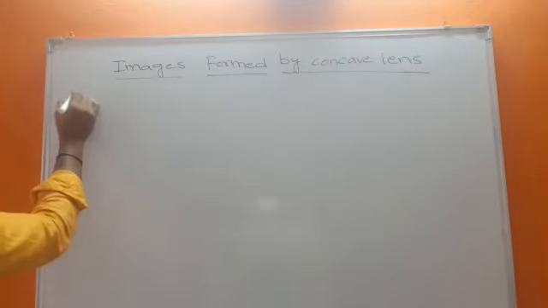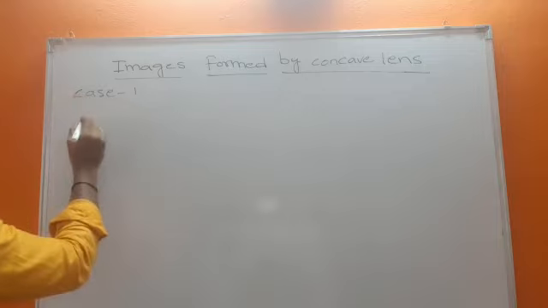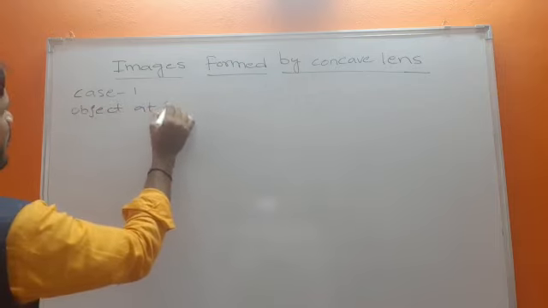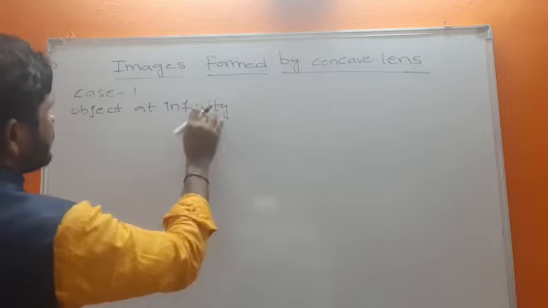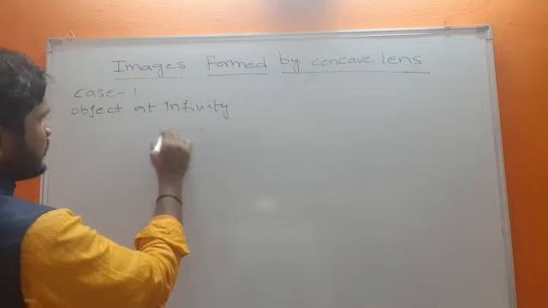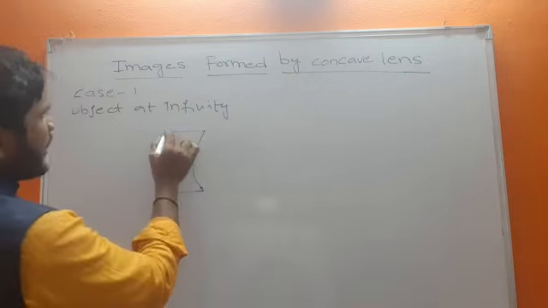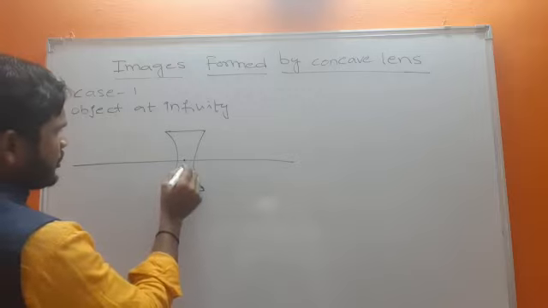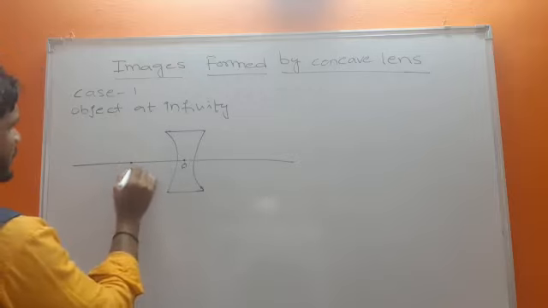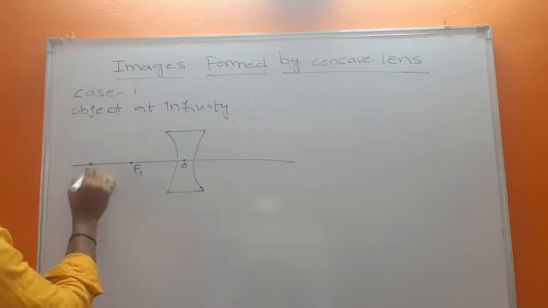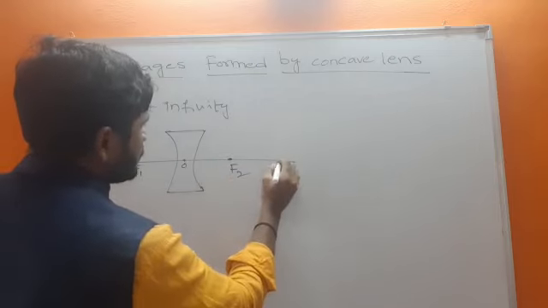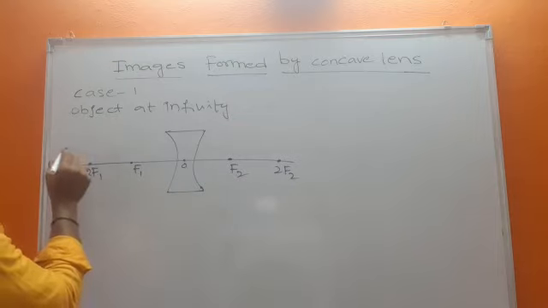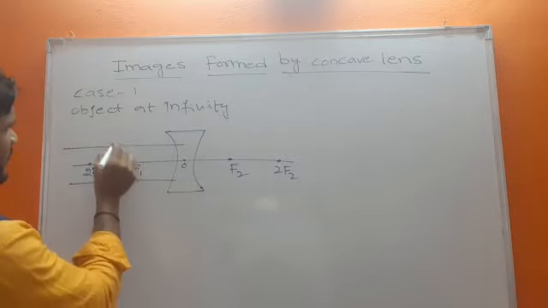So first case, that is when the object lies at infinity. So let's place the object at infinity. This is a biconcave lens, and the straight line which is passing through the optic center is called the principal axis. It has four keys: F1, 2F1, F2, 2F2. As I told you, the object is placed at infinity. So let's see where the image can be formed.